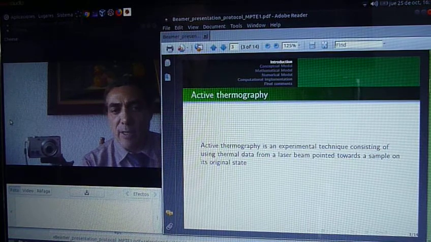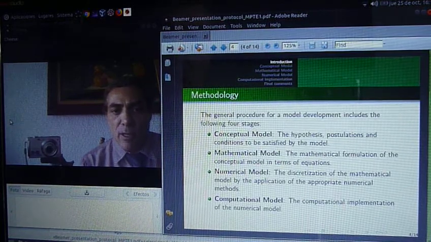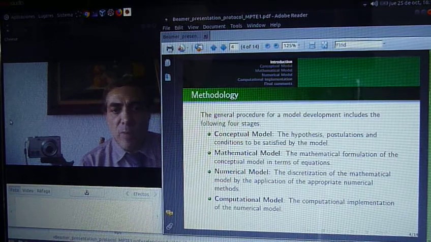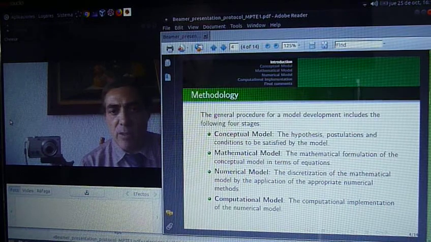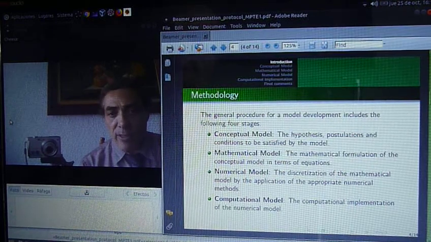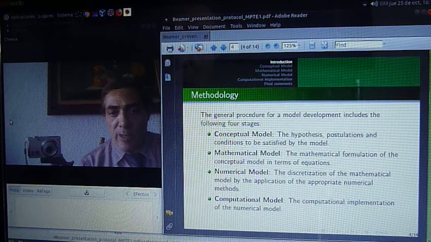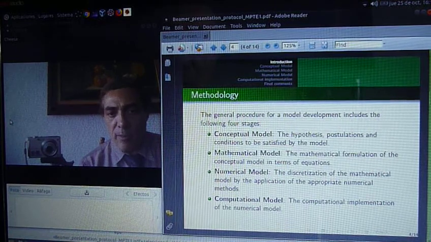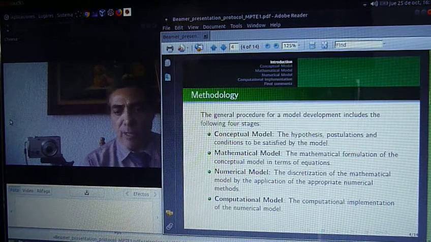The methodology that is going to be used for this work includes the conceptual model, which are the hypotheses, postulations, and conditions to be satisfied by the model. The mathematical modeling is the formulation of the conceptual model in terms of equations. The numerical model is the discretization of the mathematical model by the application of the appropriate numerical methods. And the computational model is the computational implementation of the numerical model.